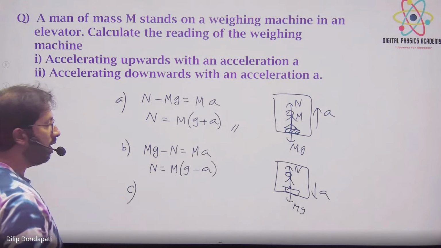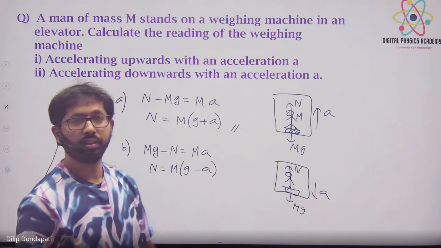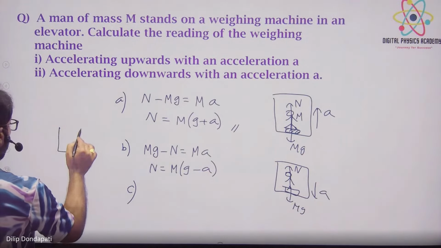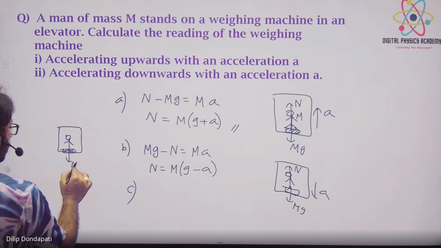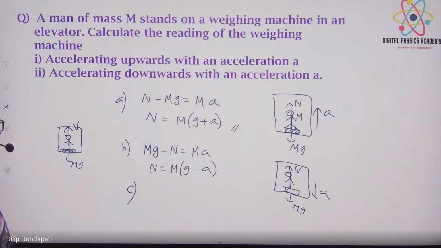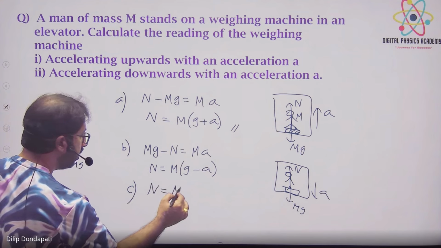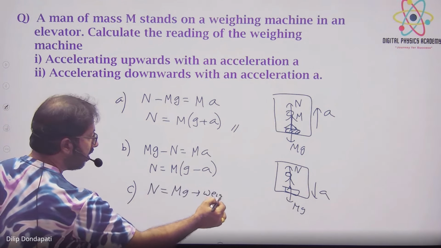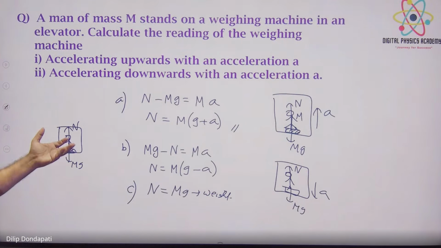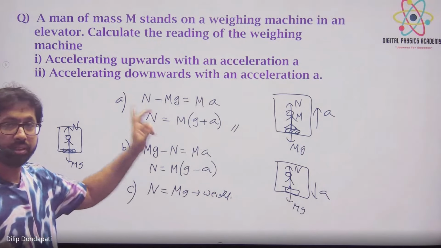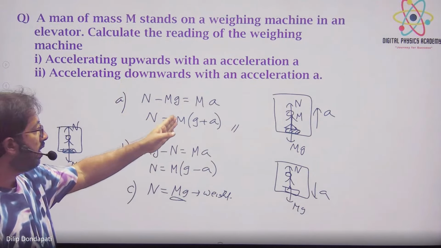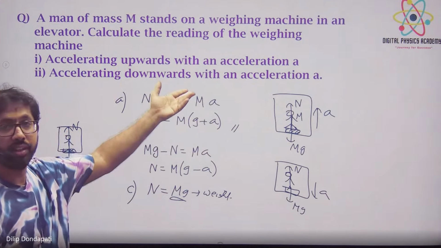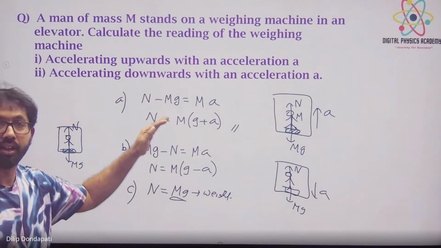In the third condition, if the object is at rest, not moving up and down, there is mg downwards and the normal action upwards. Since the object is at rest, upward force equals downward force, so N equals mg, which is the weight. That's why when the person is stationary, the weighing machine measures weight, but if accelerating, it is not. Weight is mg; in one case mg plus ma, the weight keeps increasing; in the other, mg minus ma, it keeps decreasing.